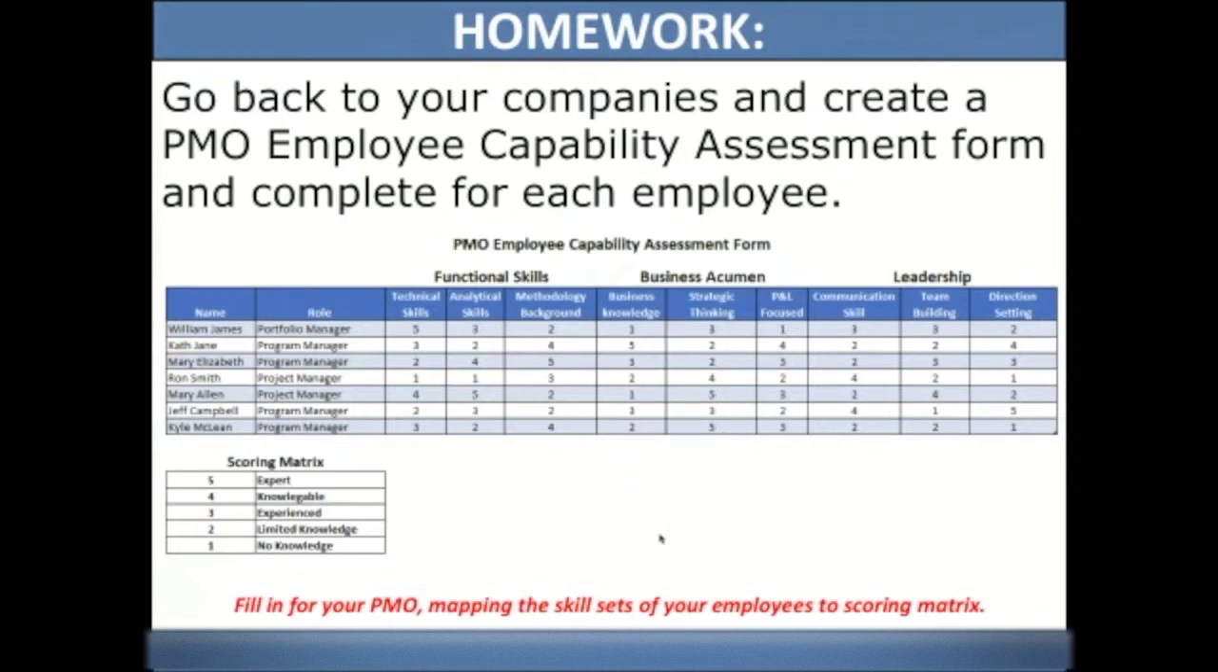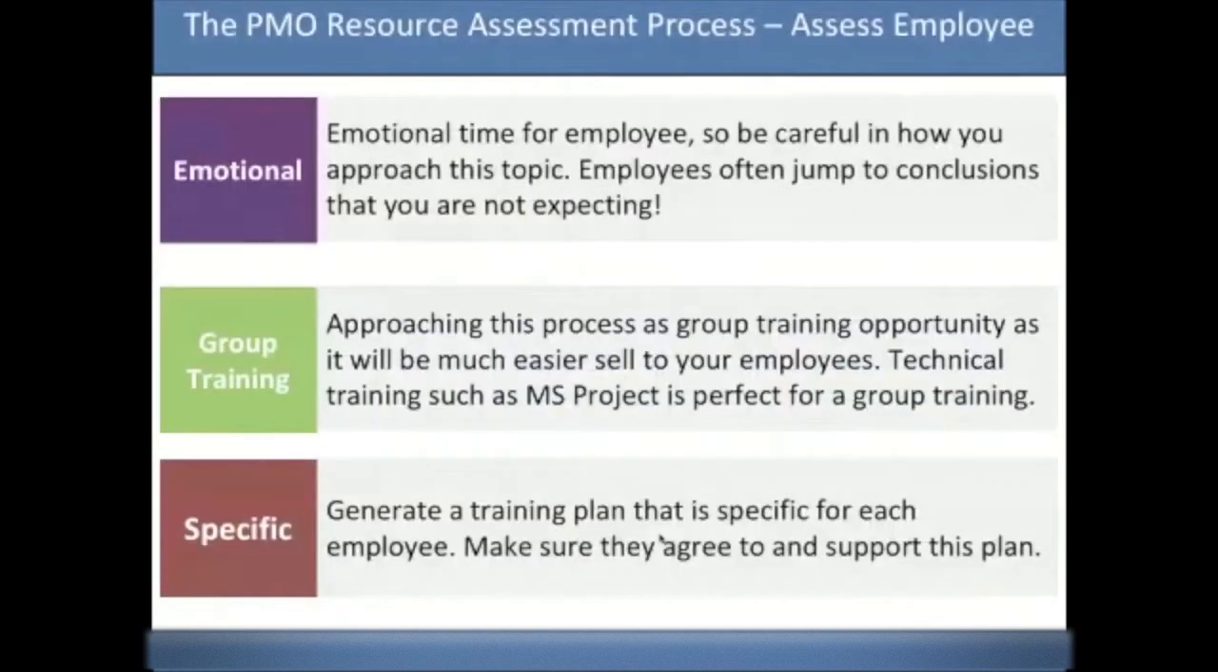And again, a lot of that's going to be years in role. So how do you move that bar? Go fill this in for each employee and really make sure that they're comfortable with that number. And again, it doesn't have to be all 5s. You just have to really use that scoring matrix as your basics, but it's a starting point anyway. But again, it's an emotional time. You have to be careful on how you approach this topic.